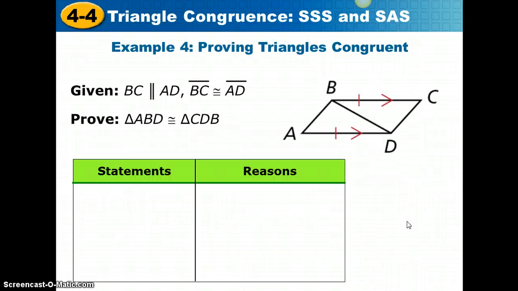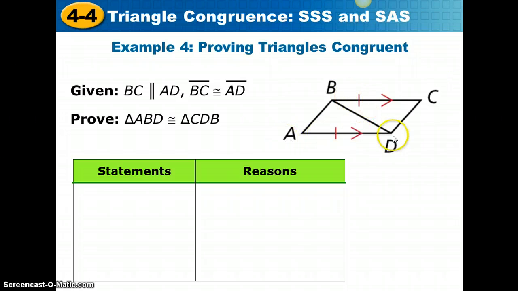Okay, and in our last example for this video, we are going to do a proof to prove that 2 triangles, ABD and CDB, are congruent using either side, side, side or side angle side. So let's review what we're given. We are given that BC is parallel to AD. That's what these lines mean. And BC is congruent to BD. So we know we have one pair of congruent sides. You see that they share side BD, so there's another pair of congruent sides.